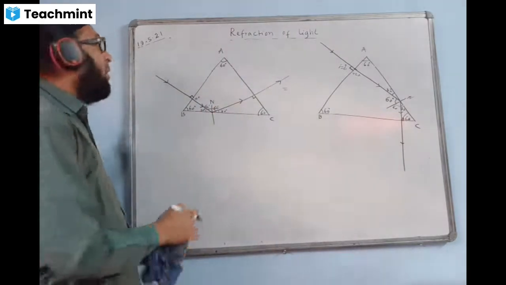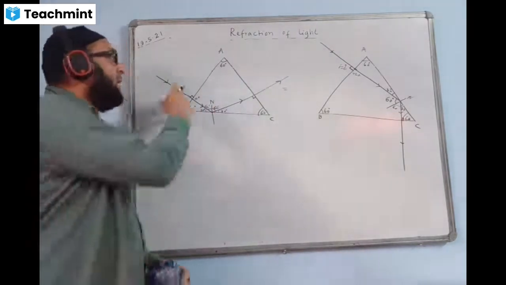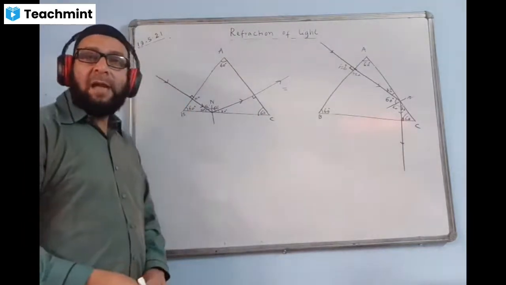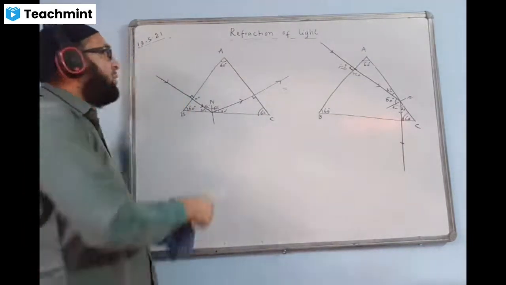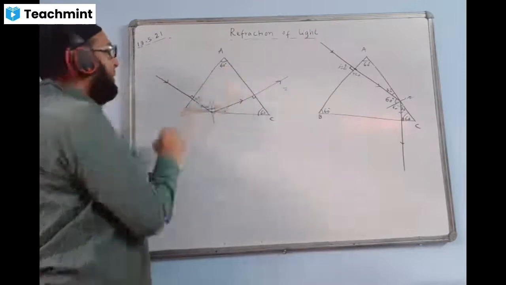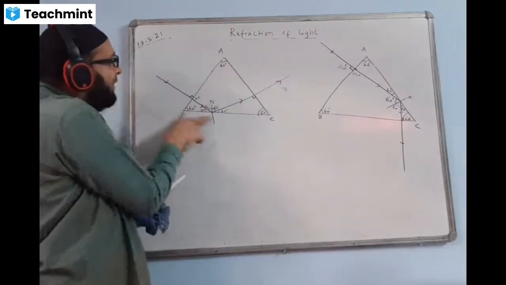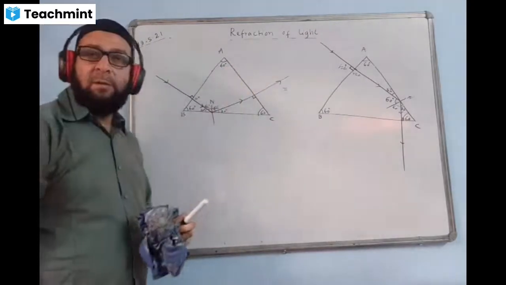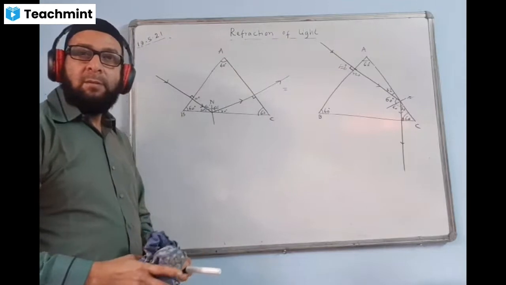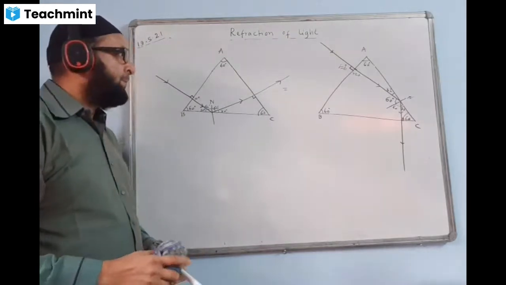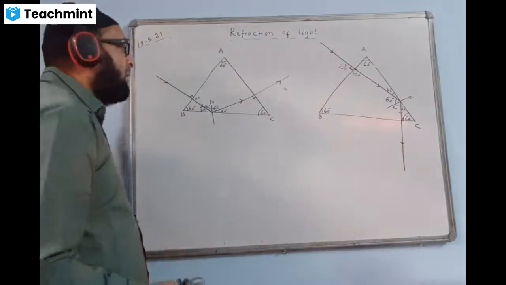It depends on how they have shown the ray in the diagram. If the ray is shown closer to A, we will do it like that. If the ray is shown closer to B, we will do it this way only. The same thing will happen. Understood? I completed it here only.